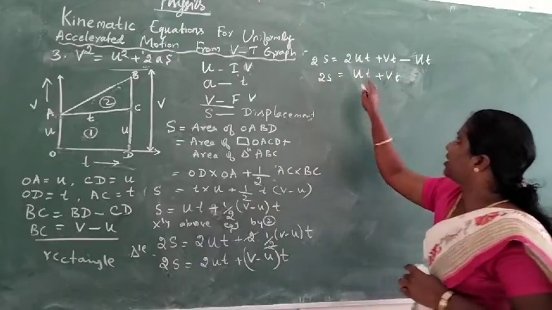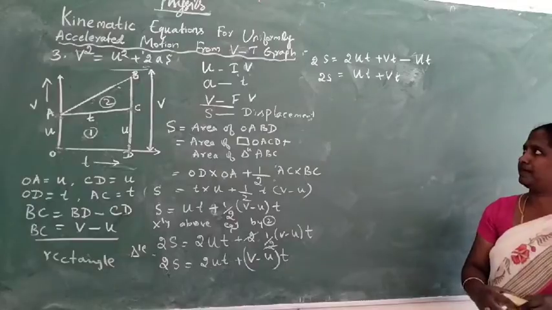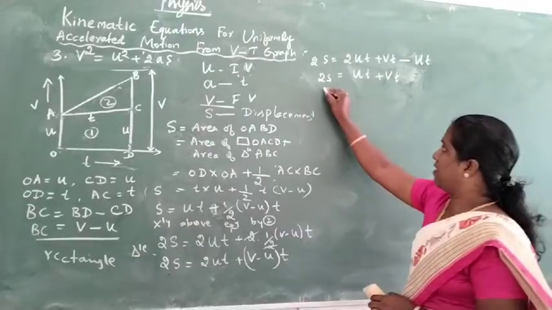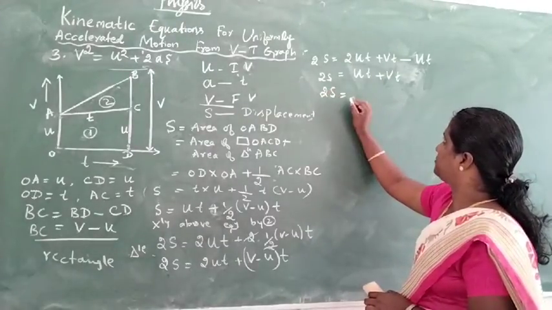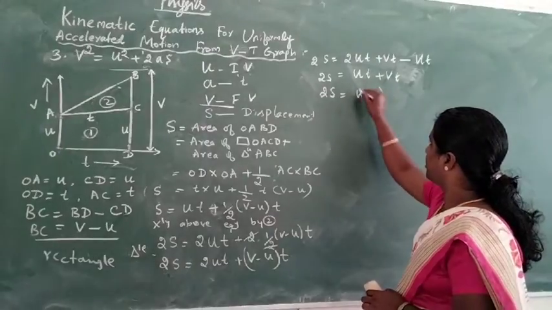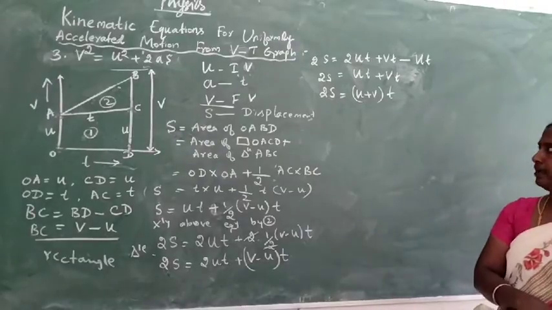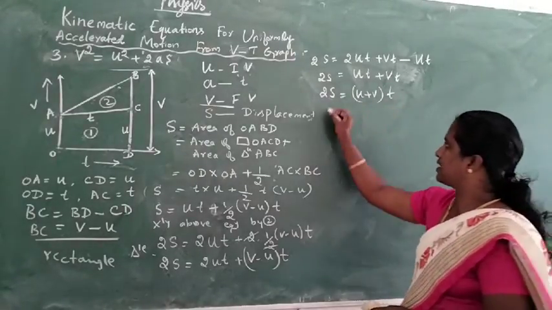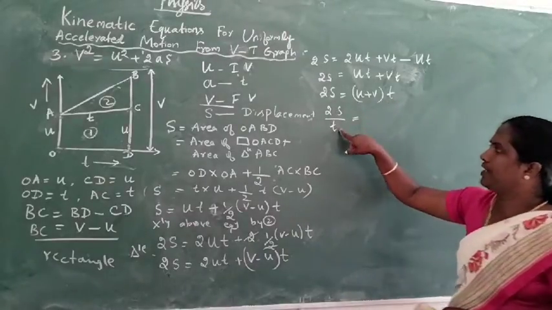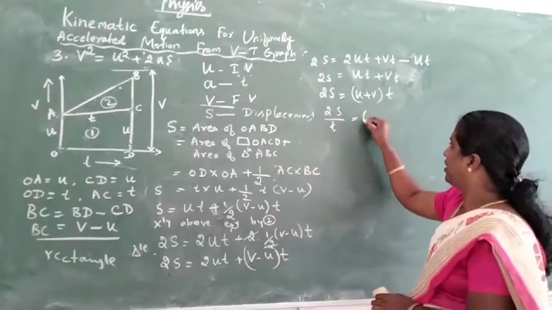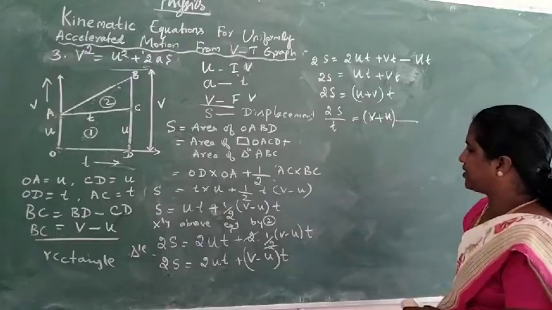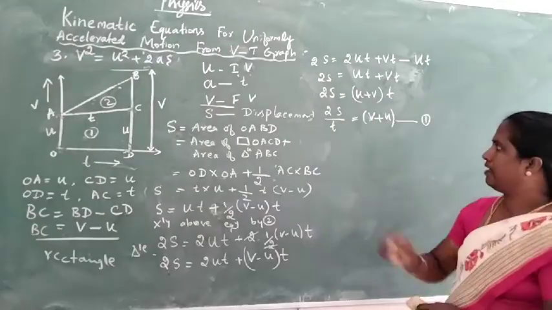Again, in this equation, which term is common? That is time. Time is common, so let us take the time outside. 2S is equal to U plus V into T. Now I can rewrite this equation: T comes to this side, to the denominator. 2S by T is equal to V plus U. Take this as equation 1. Till here understood?